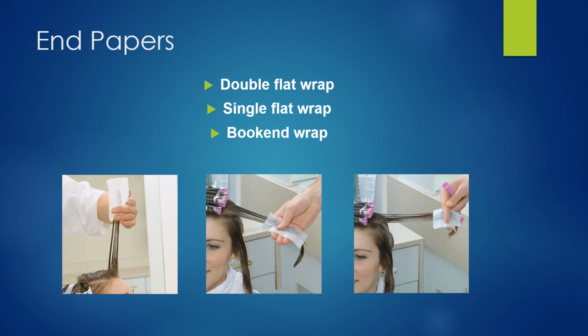Pre-folded wraps are large end papers which can be folded and are available. This eliminates excess paper, and they can be used with short rods or with very short lengths of hair.